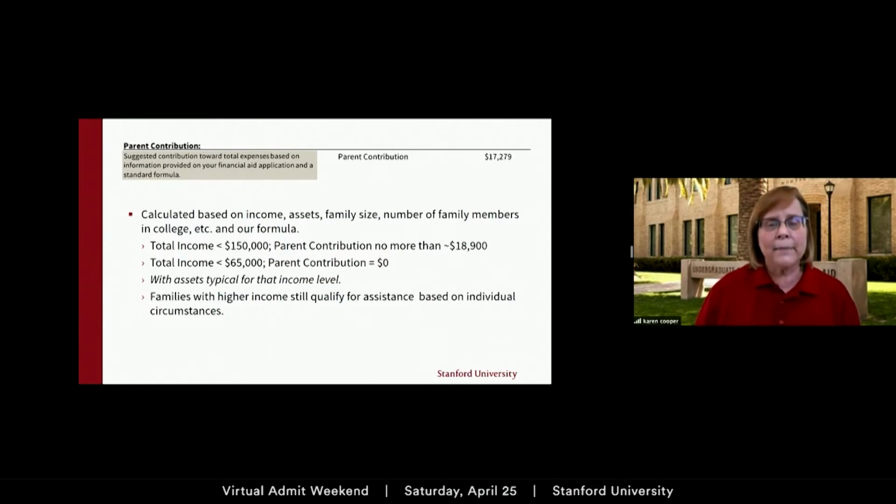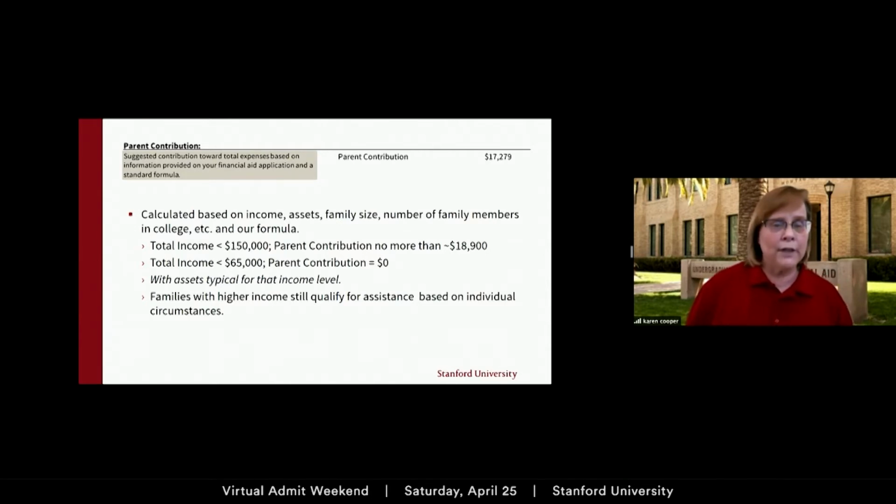We've calculated this amount based on all of the information that you provided on your CSS profile and FAFSA, as well as tax return information. So thank you for providing all of that information. We use these two income thresholds, $150,000 and $65,000, to help families understand what their expectations would be at Stanford before going through the process. For families with income less than $65,000, the expected parent contribution is zero. We're not asking them to contribute towards educational costs.